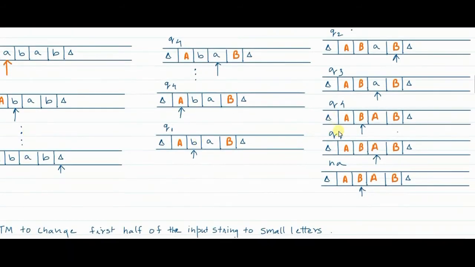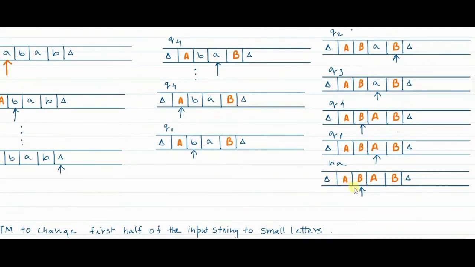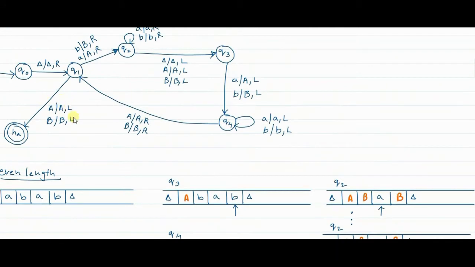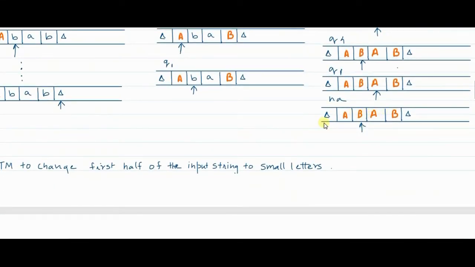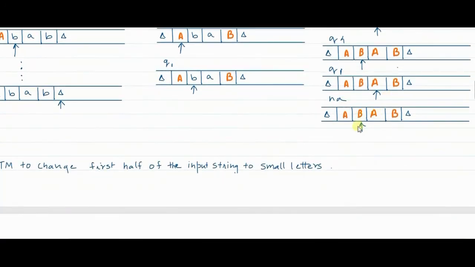So in Q1 state, if capital A or capital B is read, it will be replaced with itself, and the pointer moves one place to the left and goes to the halting state. Now students, please observe why the pointer moves one place to the left. I could have moved the pointer to the right also, but I am writing left. Why? Because two things have happened here. First, it has found out that the length of the string is even. And second, the pointer is pointing exactly at the middle of the input string.